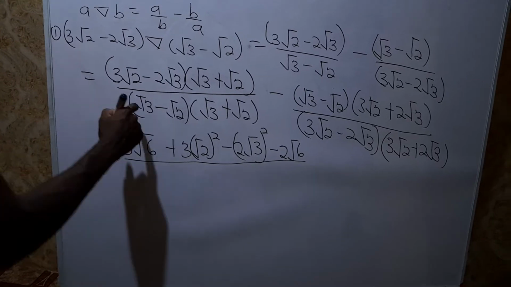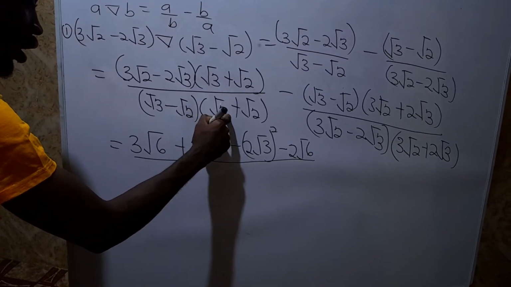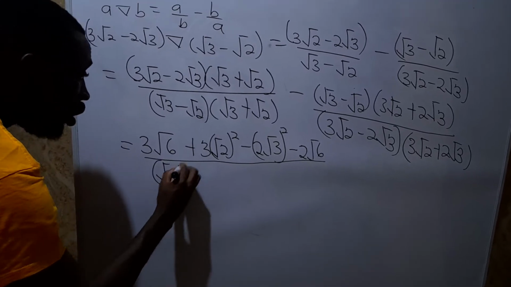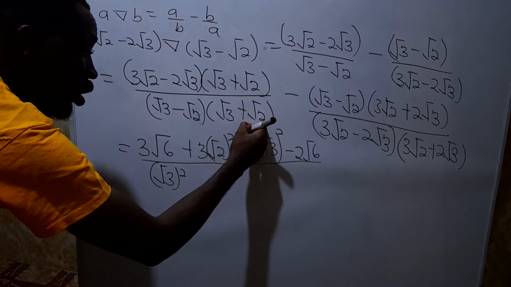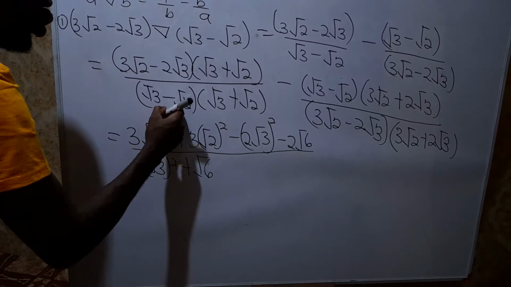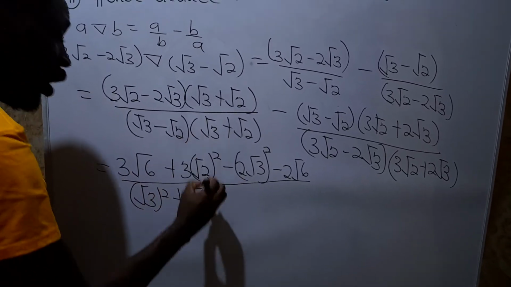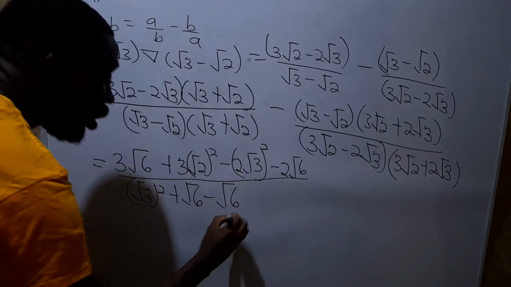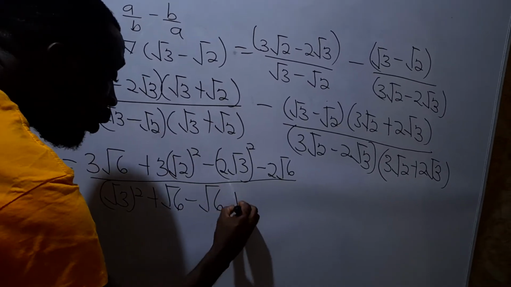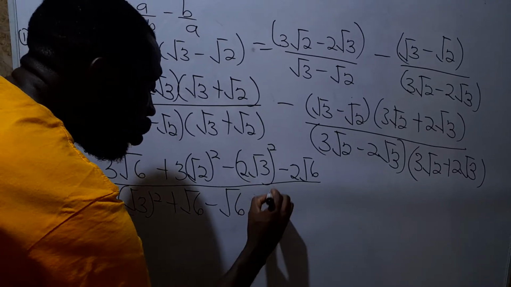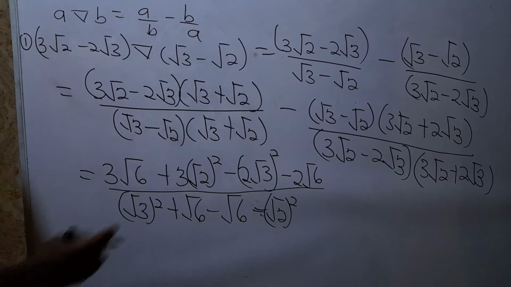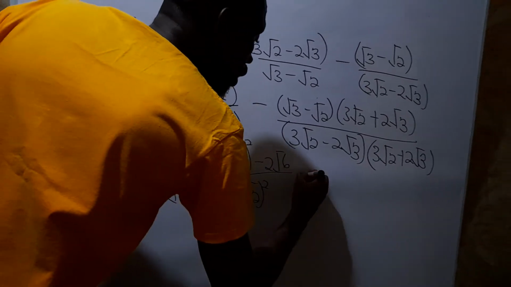Over, now, root 3 times root 3 will be root 3 square. Root 3 times root 2 will be plus root 6. Root 2 times root 3 will be minus root 6. Then minus root 2 times root 2 will be plus, minus root 2 all square. That's for this side. Now let's deal with this side also.